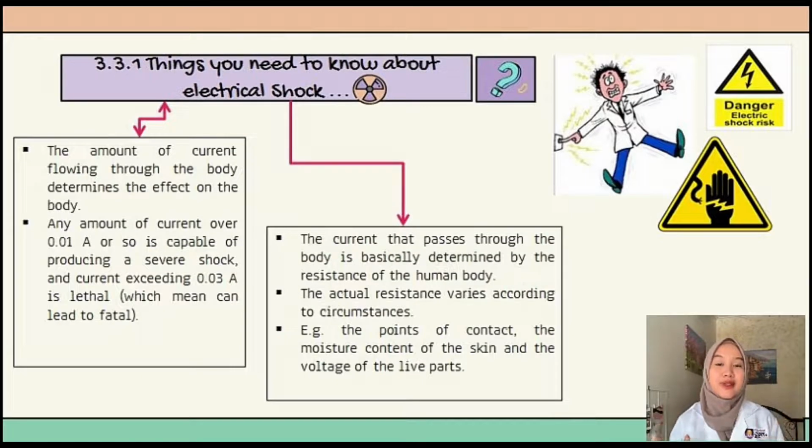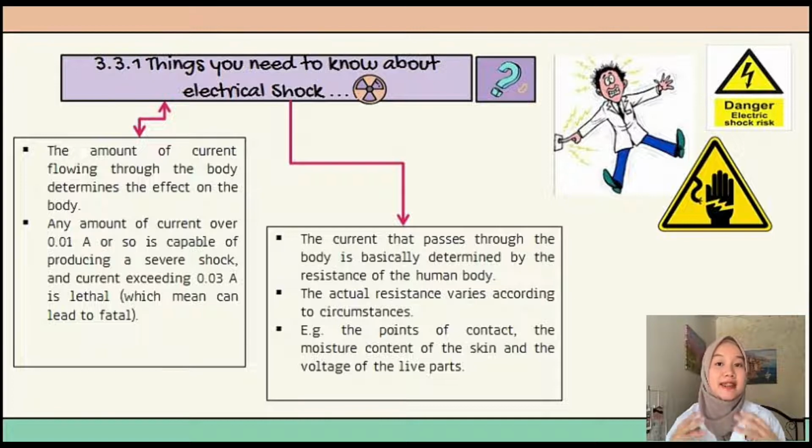Now we are going to learn about electrical shock. For your information, even small electric currents through the body may cause death by heart failure. It is the amount of current flowing through the body that determines the effect on the body. Any amount of current over 0.01 ampere or so is capable of producing a severe shock, and a current that exceeds 0.03 ampere is definitely lethal, which means it can be fatal.